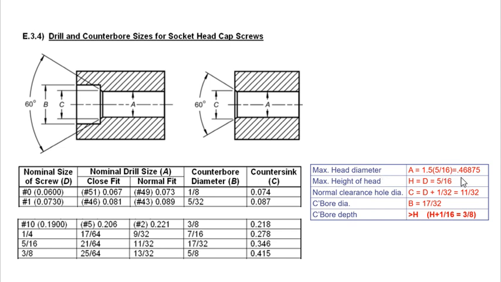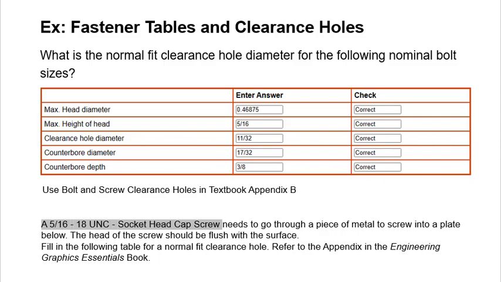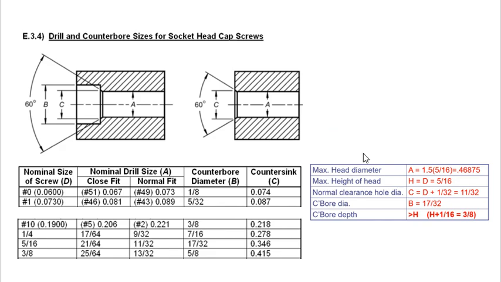Since you're dealing with a 5x16, you have to multiply by 1.5, so the diameter times 1.5 is going to give you that. Because this is your diameter, set A 5x16. The height of the head is equal to the diameter. Diameter times 1.5 gives you your max head diameter. Then for your normal clearance hole, go to the normal clearance hole table, find 5x16, and you're going to get that.